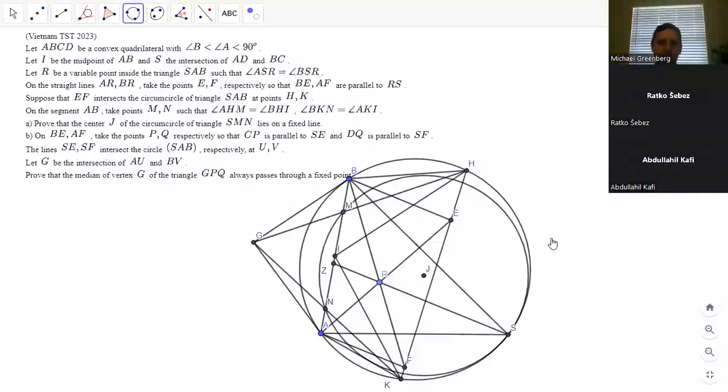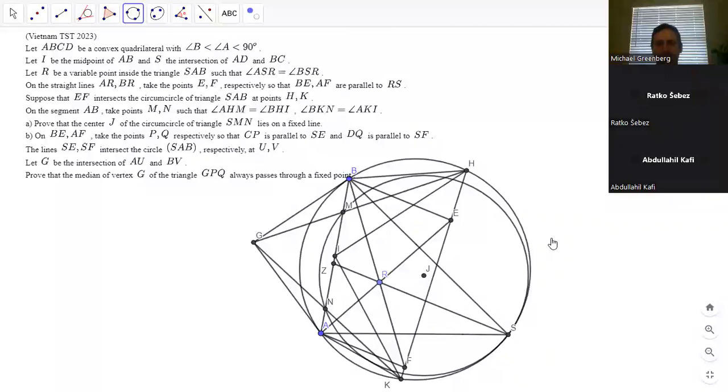Maybe we could show BM over AM. Well, no, that won't work. Or sine BSM over sine MSA. Why wouldn't that work? We have BM over MA, kind of. Oh, that's true. It is HB over HA whole thing squared. Yeah. So yeah, maybe that does work.